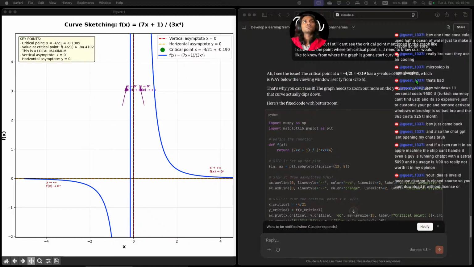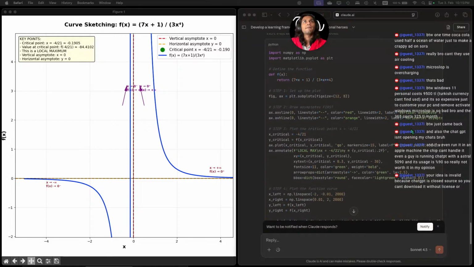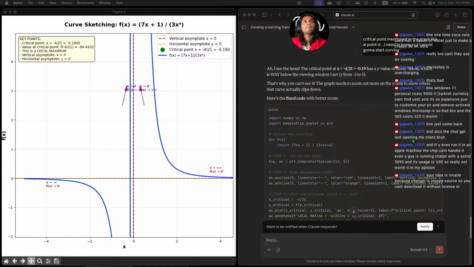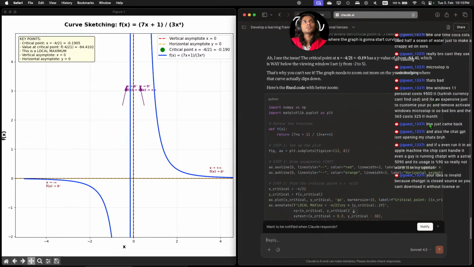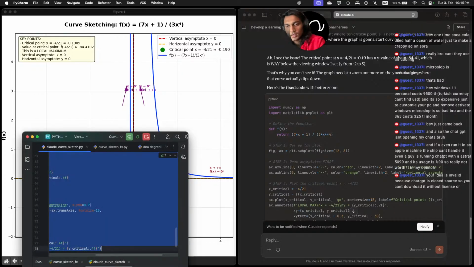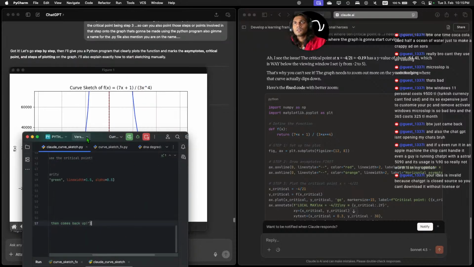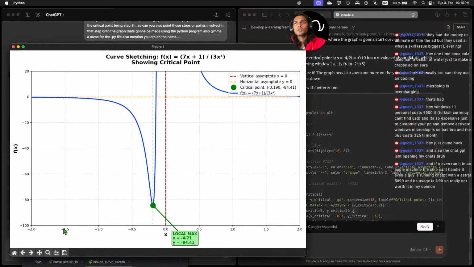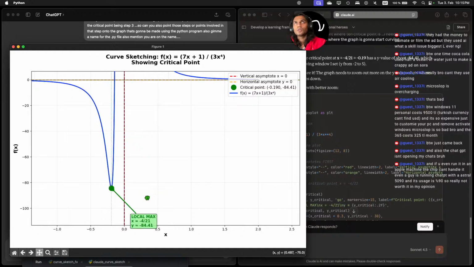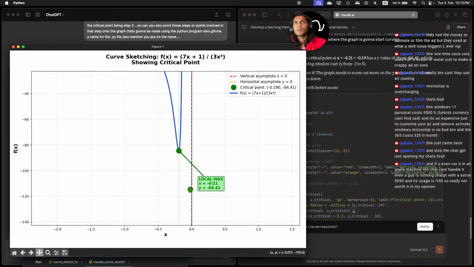Critical point. So you're telling me I just copy paste this? Not gonna lie, I'm bit... Okay. Okay. Okay. That's the local max. Uh huh.